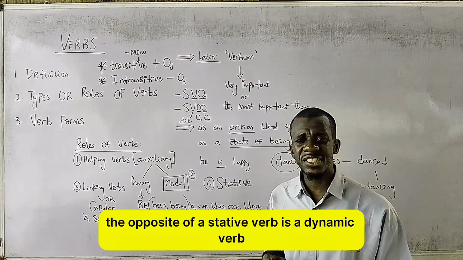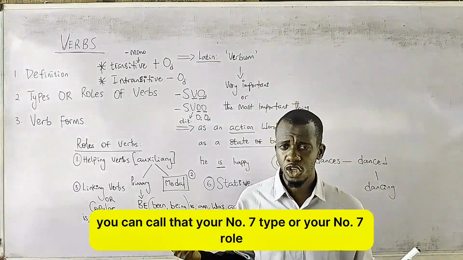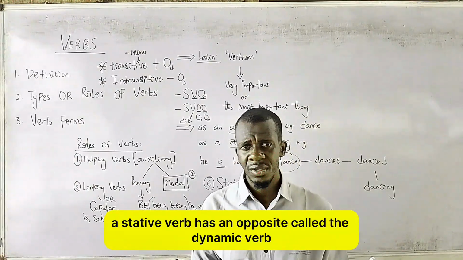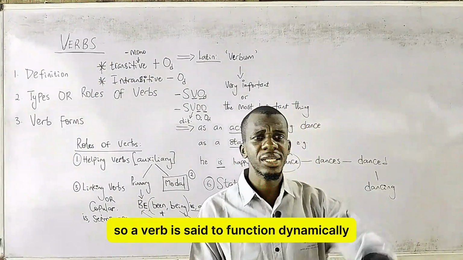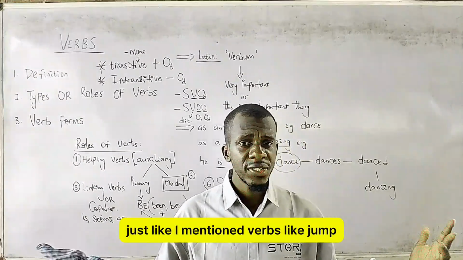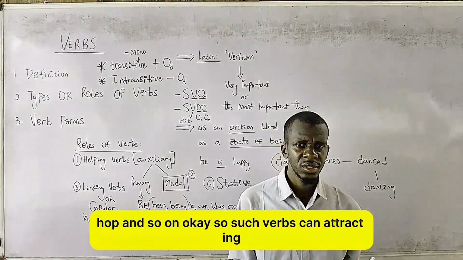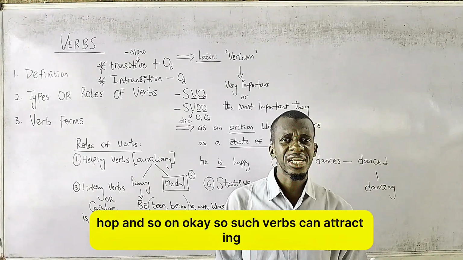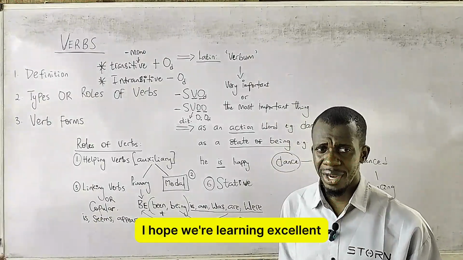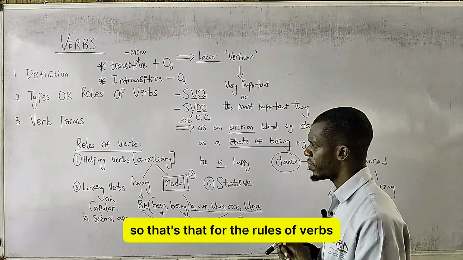The opposite of a stative verb is a dynamic verb. You can call that your number 7 type or your number 7 rule. A stative verb has an opposite called the dynamic verb. So a verb is said to function dynamically when its action can be demonstrated. Just like I mentioned, verbs like jump, sing, shout, talk, run, walk, sit, hop, and so on. Okay? So such verbs can attract ing because their actions can be demonstrated. I hope we're learning. Excellent. So that's that for the roles of verbs.